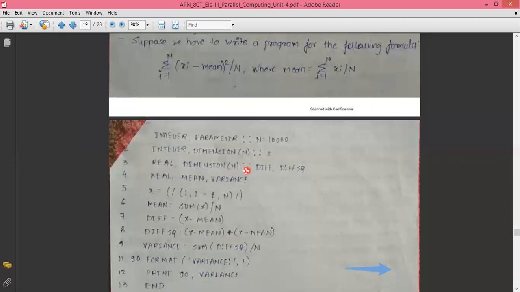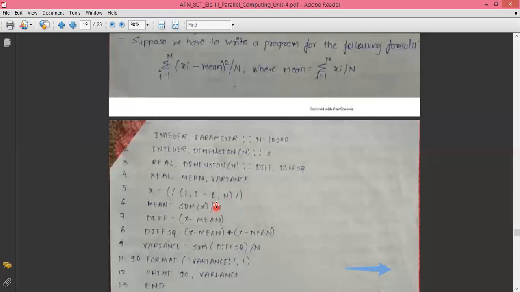Immediately next to that there is a scope resolution, which gives me the difference and the difference square, two more variables we are defining over here. Then again we are defining real variables, mean and variance. So we are done with the initialization and declaration part in the first four steps. Now what is required is to execute a loop, because we want to access the array elements from 1 to n, and n is 10,000.